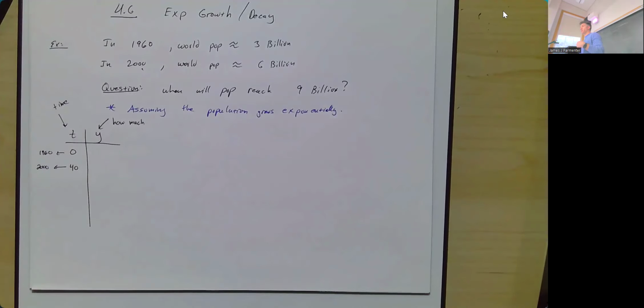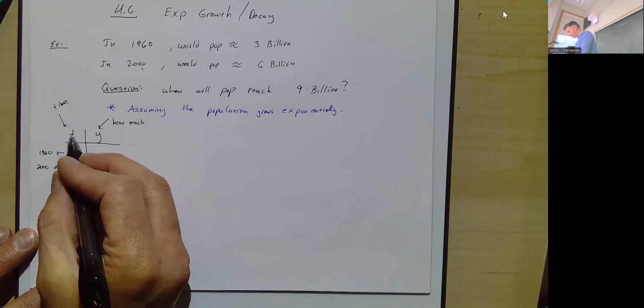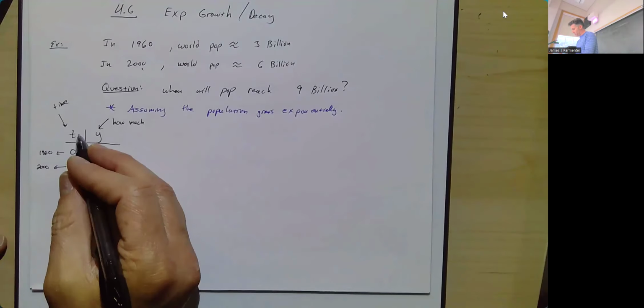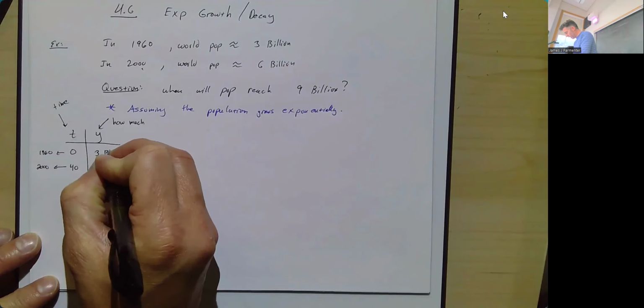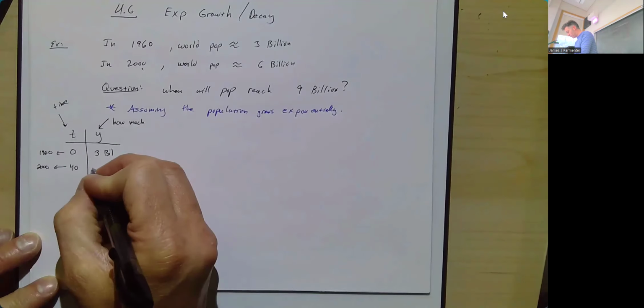So when I get my answer later on, I might get something like time equals 63. Is that the year that we reached 9 billion? No, it's 63 plus 1960, so my answer would be 2023 if I got t equal to 63. So we just have to go back and fix our answer to answer what's actually being asked. And then at time 0, not year 0, the population was 3 billion. And at time 40, the population is 6 billion.